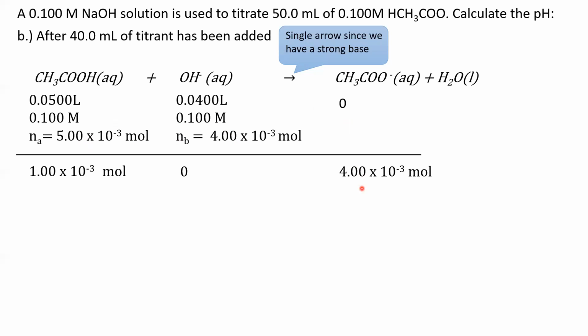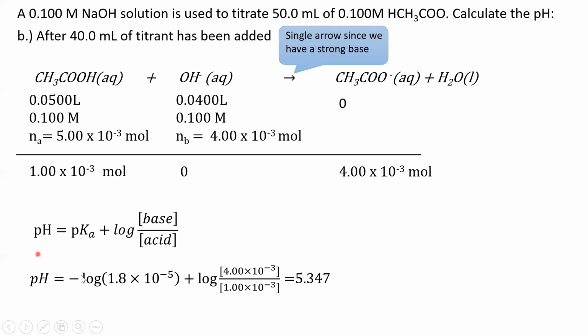Now, let's think about that. We have acetic acid and acetate in the solution. That means this is actually a buffer. Since it's a buffer, we can use the Henderson-Hasselbalch equation and calculate the pH. So the Ka for acetic acid is 1.8 times 10 to the minus 5. We can find the pKa, and we're going to add to that the base over the acid. This is the base, the acetate. This is the acid, the acetic acid.